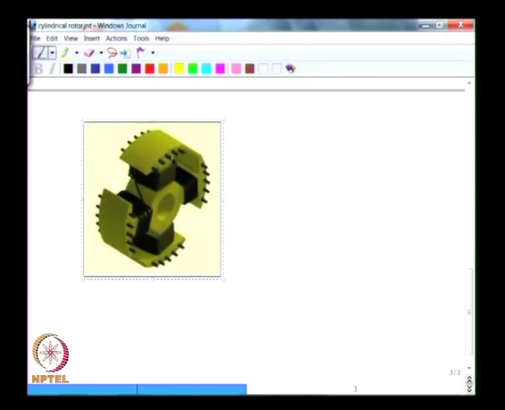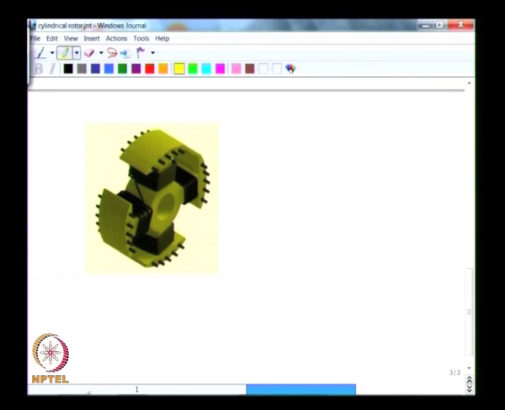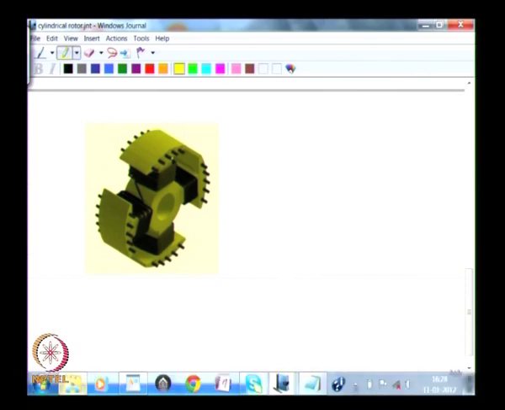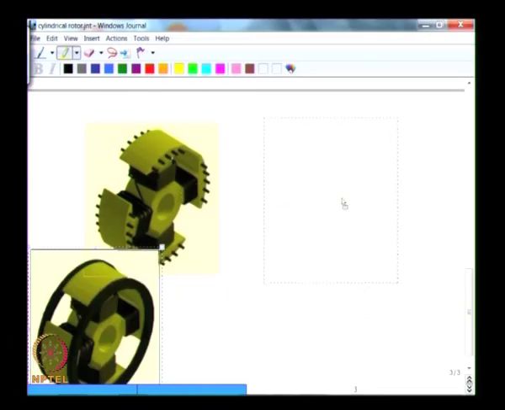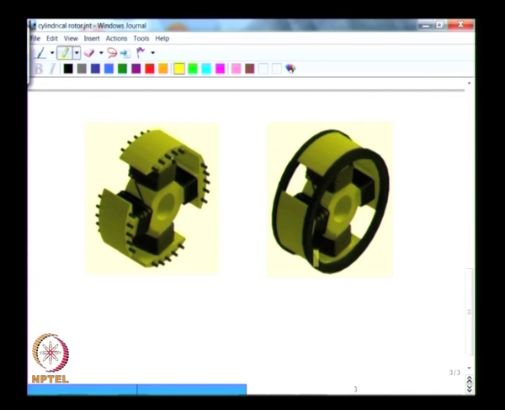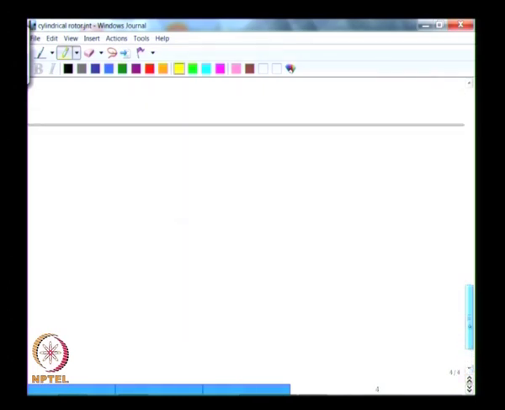So you see here in this picture that in these slots bars have been inserted in all the slots, and then in the next picture here you see that rings have been put on either side which short all these bars. So this ring is the end ring, and these bars are the ones that are meant to provide the damping action. So this then describes how the salient pole rotor will be.